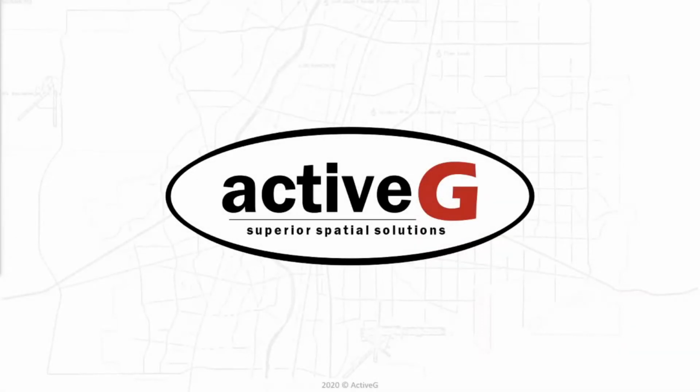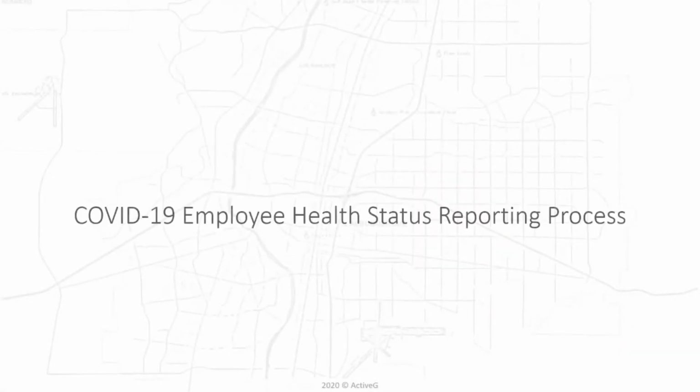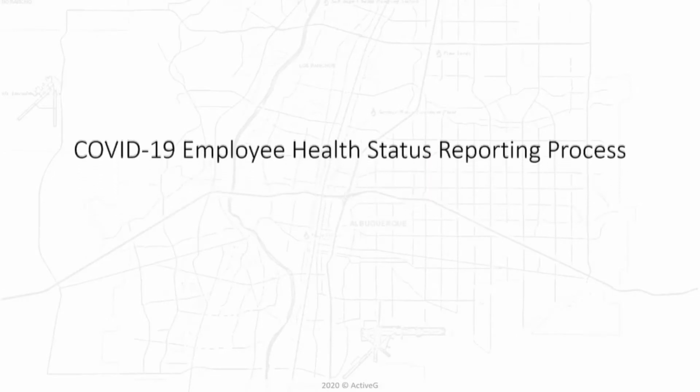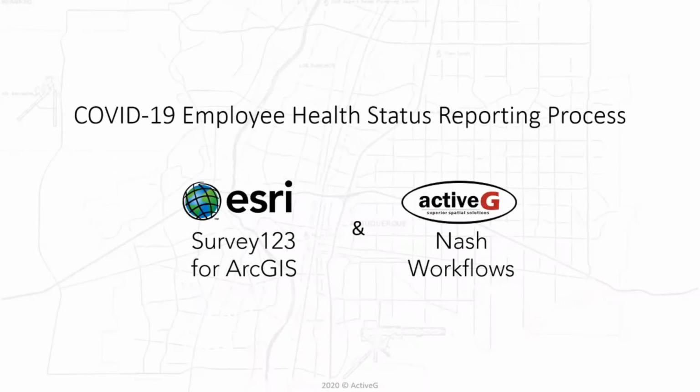Hi. This video will present an example of using Survey123 for ArcGIS to gather employee health status securely and easily. Survey123 is a great Esri software tool for gathering this sort of information. And to help us bake in the flow of rules that drive the process, we'll use ActiveG Nash workflows.